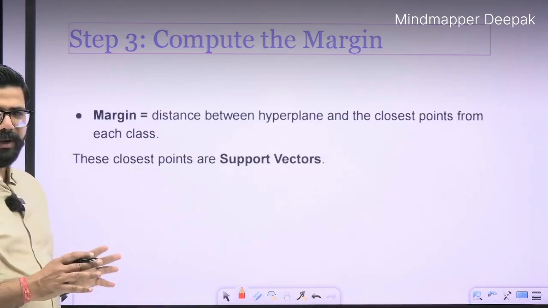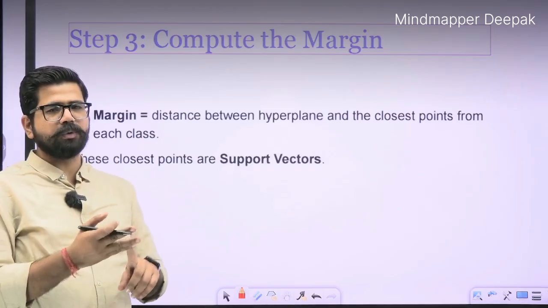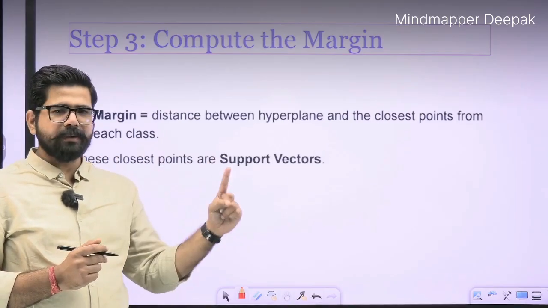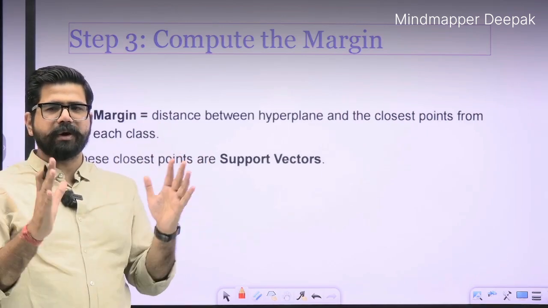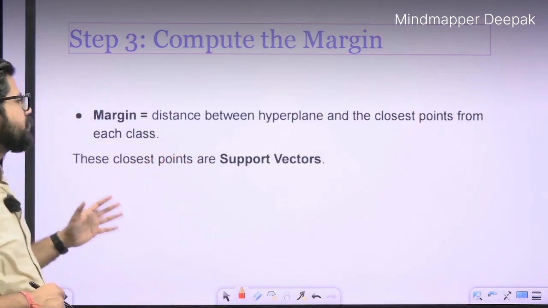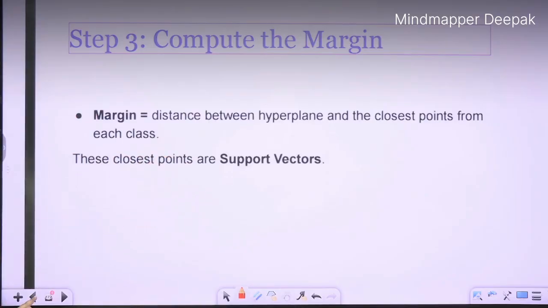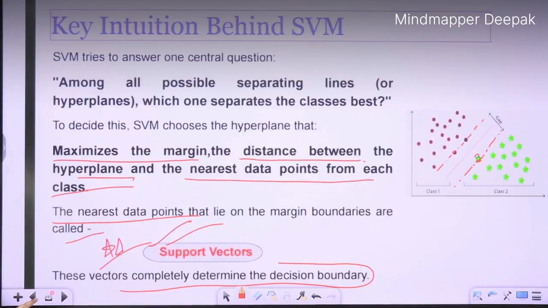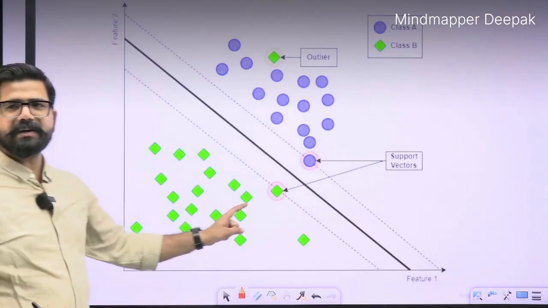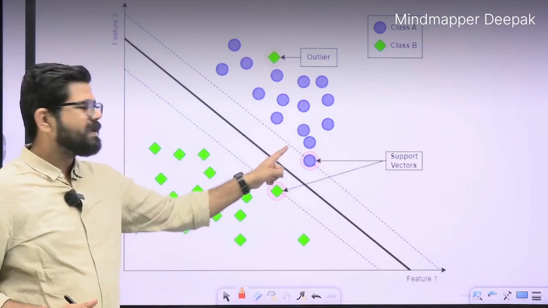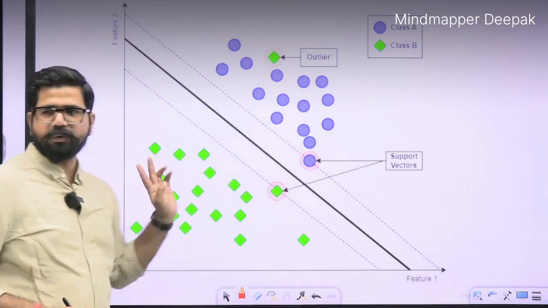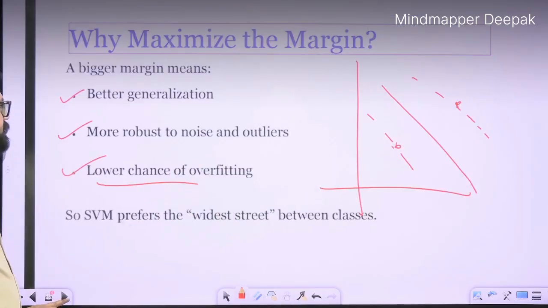So the third step is to compute the margin. First, you locate the points. Second, you locate the margins. Then you compute the margins. The closest points are the support vectors. I hope we have already studied what the closest points are. In this slide, you can easily see that the closest points are known as the support vectors. You can locate the support vectors now.